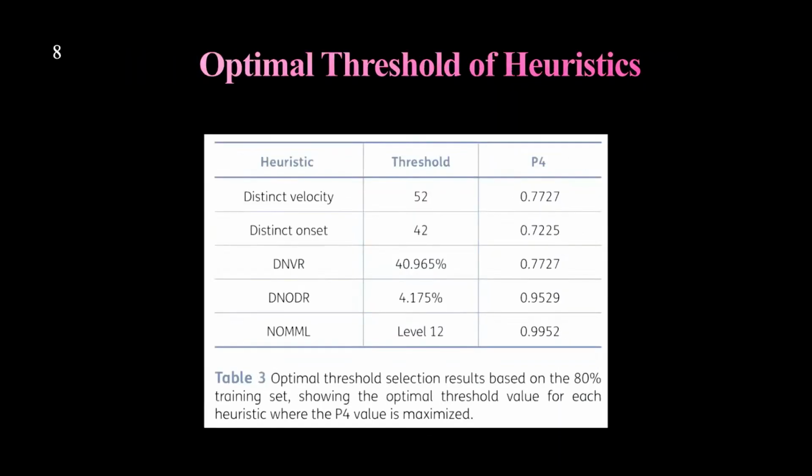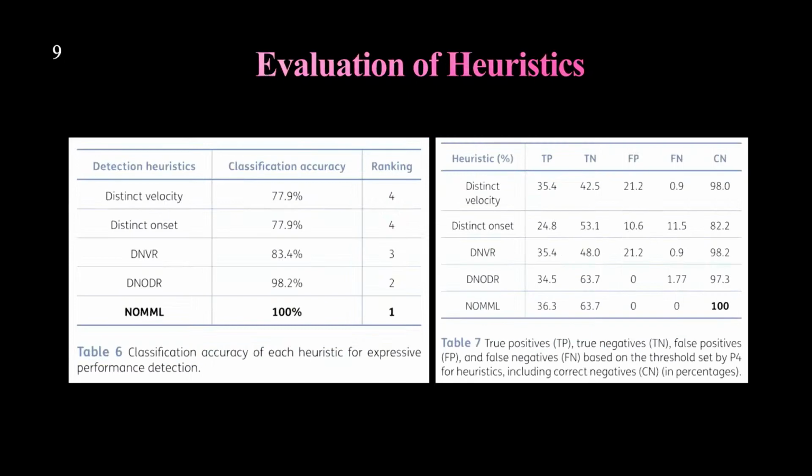To separate expressive from non-expressive tracks, we selected optimal thresholds. Using curated ground truth data and logistic regression, we maximized the P4 metric, which balances true positives and true negatives. For NOMML, the optimal threshold was level 12, giving us the cleanest separation.